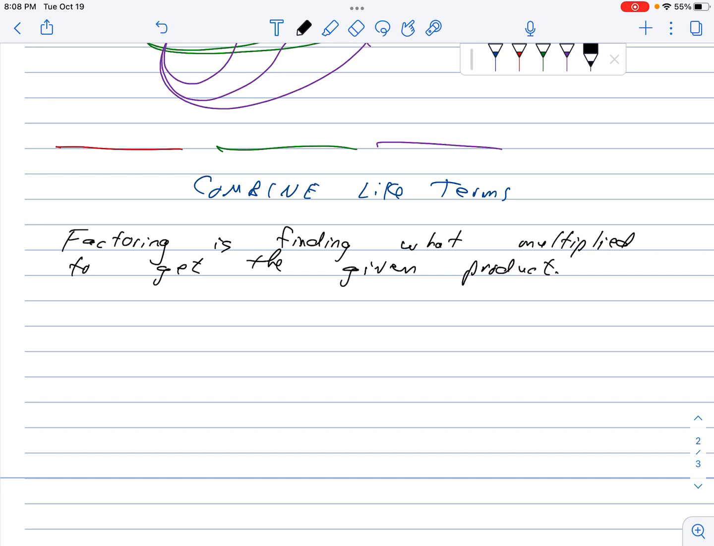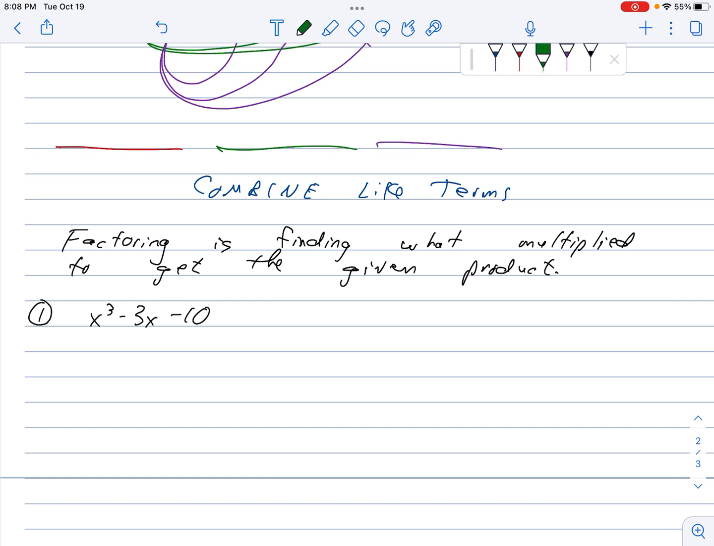Now, just as we saw up above with the 6 and the 24 and the 3, what multiplied to get me to that number 6, or what multiplied to get me to that number 24? Same idea here, except these are polynomials. So for example, something like x squared minus 3x minus 10. Example 1.